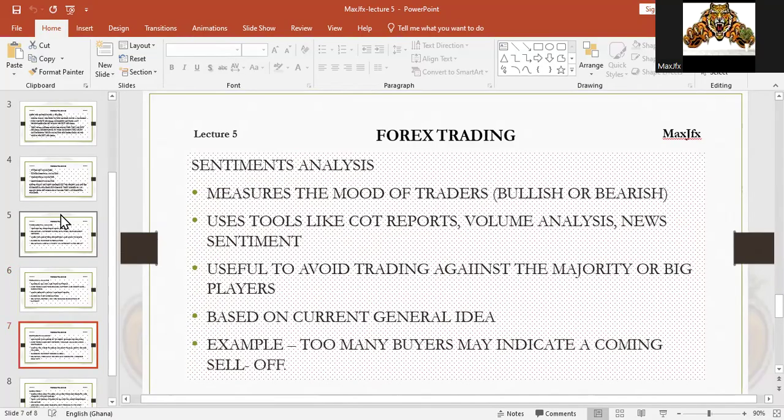All right, sentiment analysis. The sentiment analysis, as I said, is the general knowledge in the market, and it measures the mood of traders, either bullish or bearish. It uses tools like the COT reports, the volume analysis, the news sentiment. It's useful to avoid trading against the majority or big players. Based on the current general idea, an example is when too many buyers may indicate a coming sell-off.